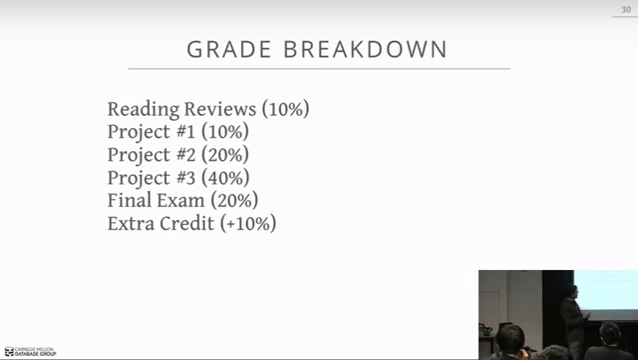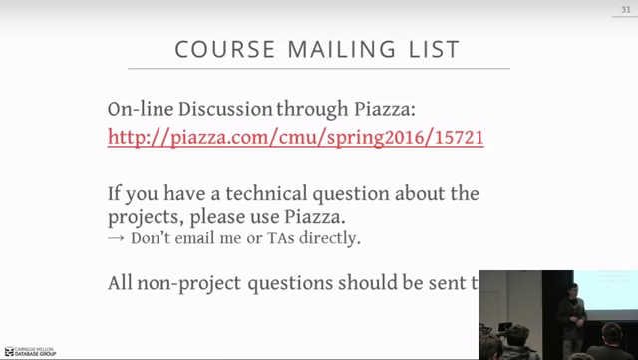Okay, so here's the breakdown for the grade. The reading reviews are just 10%. The 3 projects will be 70%, and the final exam will be 20%. Right? As you can see, I mostly care about the programming stuff, right? The final exam is just to make sure that you understood what we talked about in the class. But what I really want you to get out of this is to be able to write code in a complex database system, right? And that's why we're placing this emphasis on the programming assignments when it comes to the final grade. And then we'll tack on 10% for anybody that does extra credit. Okay?